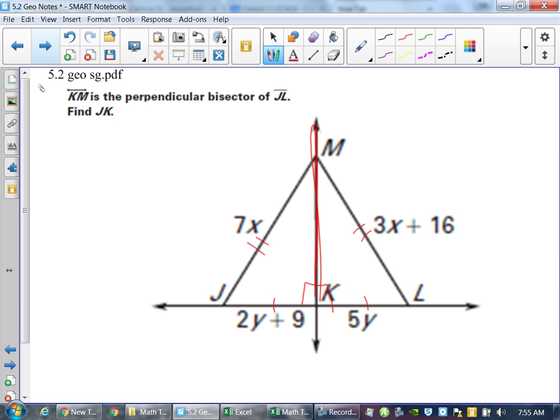So algebraically, it's just this. 2y plus 9 is 5y. What do you do? Yeah, 9 is 3y. What's y? Done. What do you do with the x? Same basic idea. Yeah, two-step algebra problem. And then if you're going to find JK, what do you do? Yeah, just substitute back in.